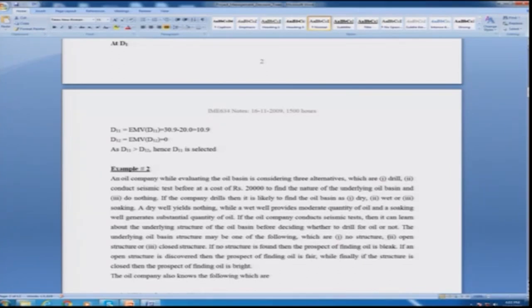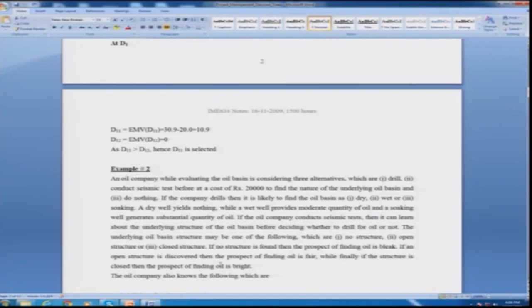One can be no structure, one can be open structure, and one can be closed structure. These are just characteristics of the basin where you will be trying to drill. Now, if no structure is found, then the prospect of finding oil is very bleak, almost zero. If an open structure is found, then the probability of finding oil is fairly high. And if the structure is closed, then the prospect of finding oil is very high. That means the probability is very high. So, these are the qualitative feel of the problem.